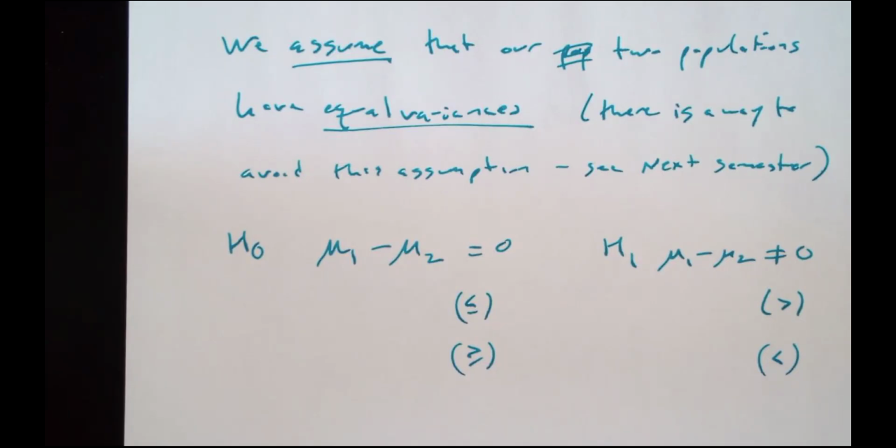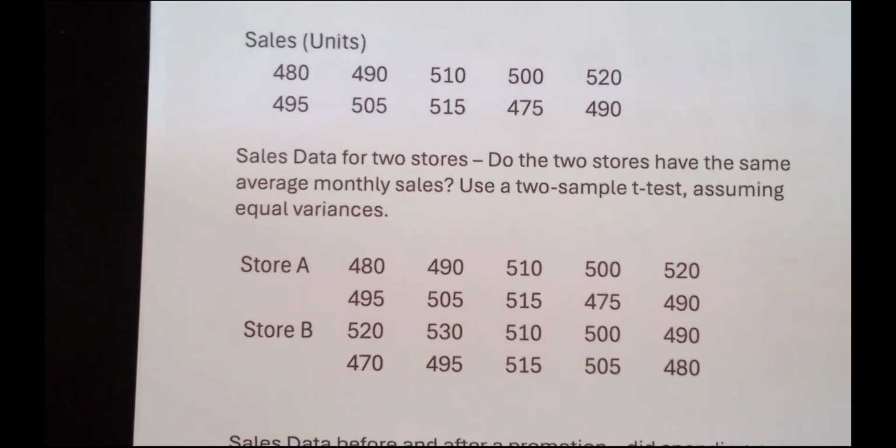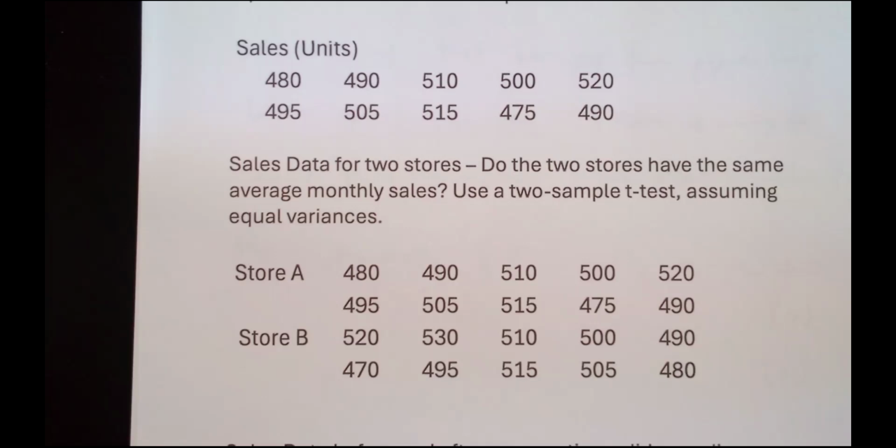Here is my next data set. 2 stores, not 1. Please notice store A is the same data we were using in the previous example. So grab this data, throw it into Excel. Make 1 column for store A and 1 column for store B.